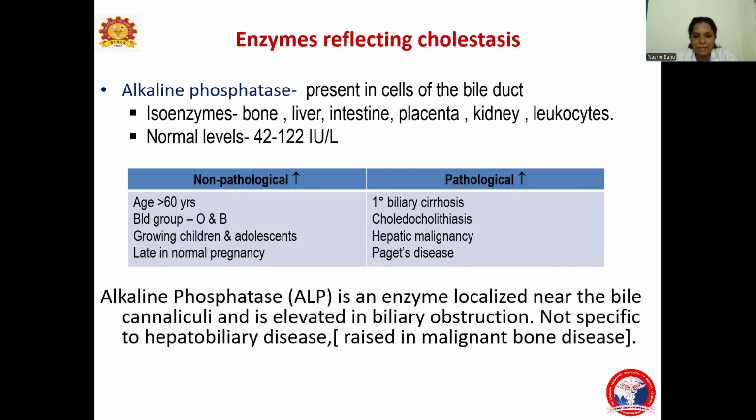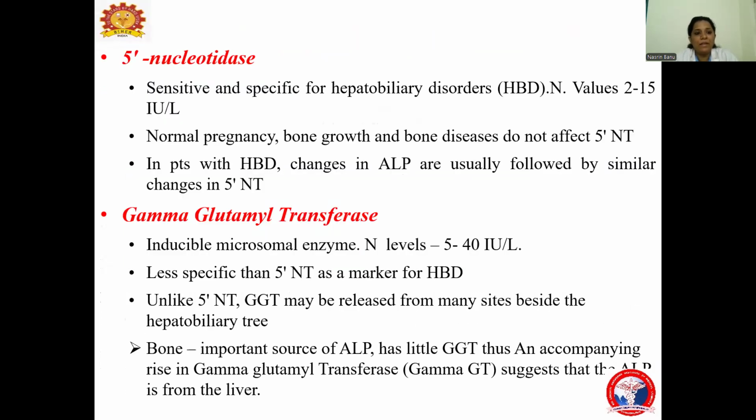Alkaline phosphatase is an enzyme localized near the bile canaliculi and is elevated in biliary obstruction, but is non-specific to hepatobiliary disease. That is, it is raised in malignant bone disease. 5' nucleotidase is sensitive and specific for hepatobiliary disorders. Normal pregnancy, bone growth, and bone diseases do not affect 5' nucleotidase. In patients with hepatobiliary disorder, changes in ALP are usually followed by similar changes in 5' nucleotidase.